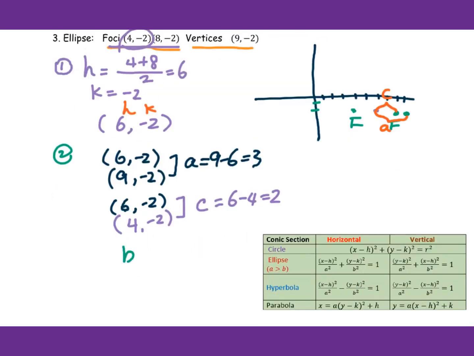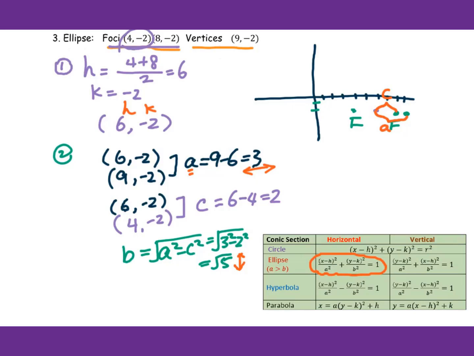Therefore, I can get B equals square root of A squared minus C squared. So you get 3 squared minus 2 squared, that's square root of 5. Then we put the arrow. For A, that's horizontal. B, definitely vertical. In other words, this A must be under X squared. That's this pattern.